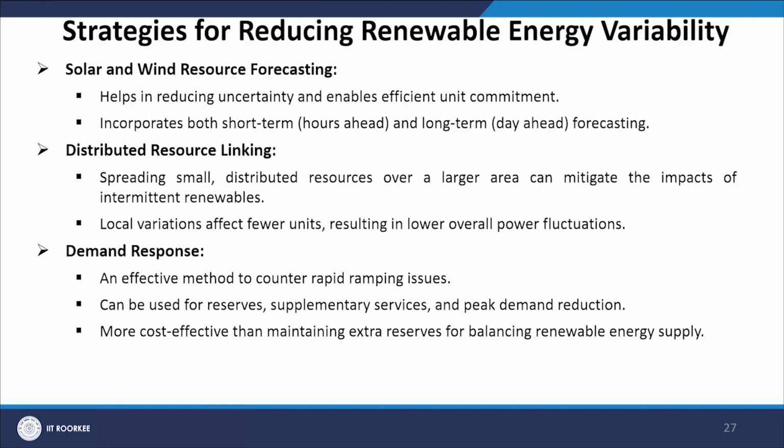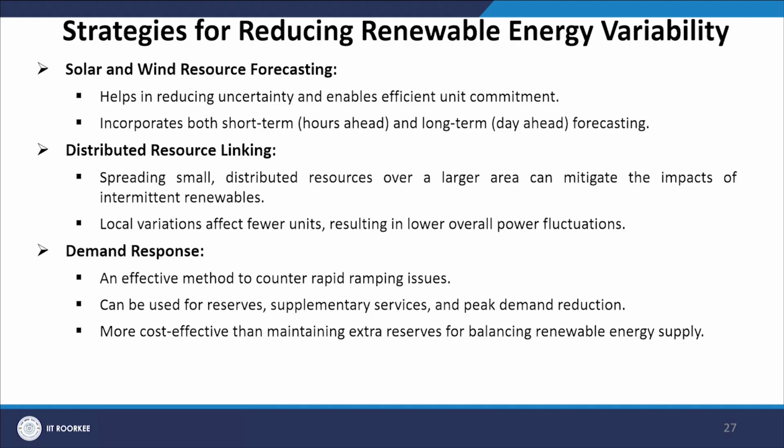The key is also to understand and avoid forecasting errors. Solar and wind resource forecasting certainly can help the system improve its reliability, helps in reducing uncertainty and enables efficient unit commitment solutions, incorporating both short term and long term forecasting. Distributed resource linking, that is, spreading small distributed resources over a large area, can mitigate the impact of intermittent renewables.